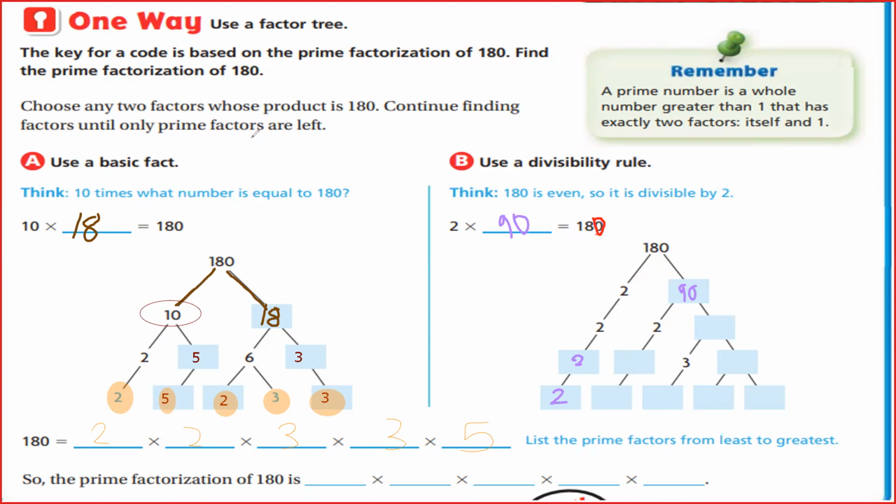Now let's go back to 90. 90 is 2 times what? 90 is 2 times 45. When you multiply 2 by 45, you get 90. And 2 is a prime, so I have to stop here. Now come back to 45. 45 is a product of 3 and what? What's the number that when you multiply it by 3, you get 45?